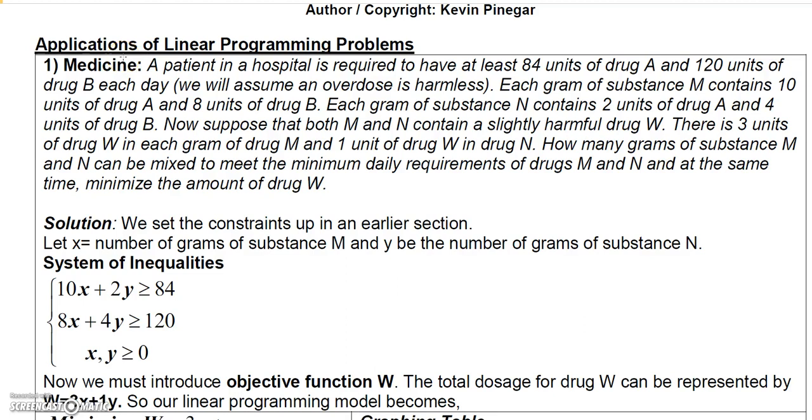Let's return to a word problem that we looked at earlier. This is the one with the patient in the hospital that had to have at least 84 units of drug A and 120 units of drug B each day. And we said each gram of substance M contained 10 units of drug A and 8 units of drug B. Each gram of substance N contained 2 units of drug A and 4 units of drug B.